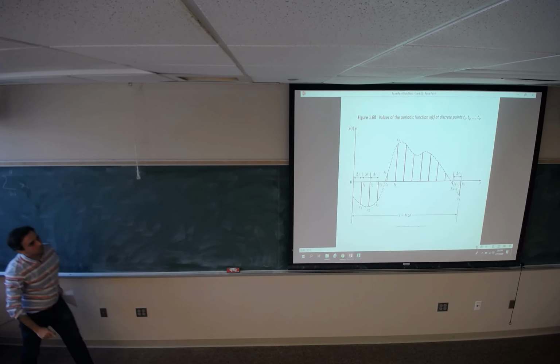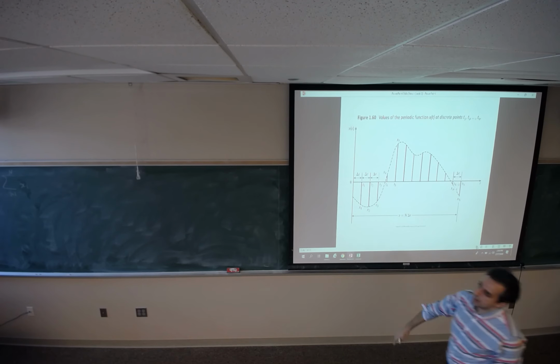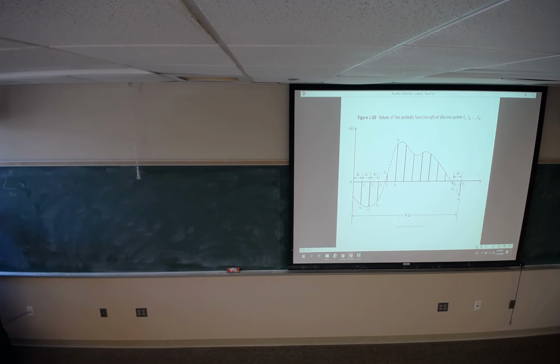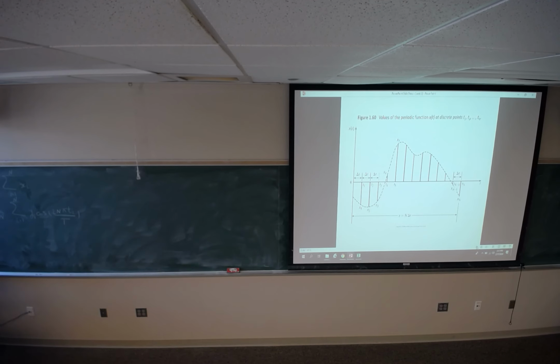Whatever is the value of the function at each specific point, you can plug in there and find A naught. So then an is going to be 2 over n. The integration is going to change to summation, i from 1 to n, of yi cosine of 2 n pi ti divided by capital T. Let me change it to x.